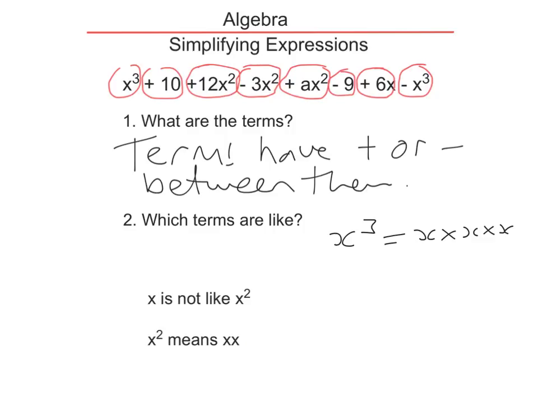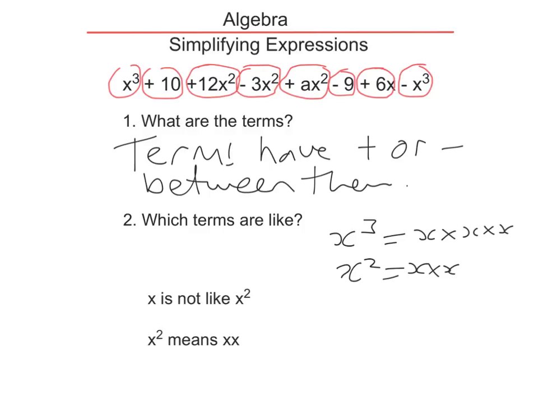So when you think about it, that's not the same as x squared. X squared is equal to x multiplied by x. These do not have the same letters. They have x's, but there's more x's here. So when you see x cubed, think of it as xxx. When you see x squared, think of it as xx. X is not like x squared. X squared means xx. X cubed is not like x.